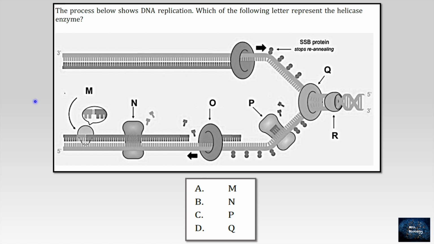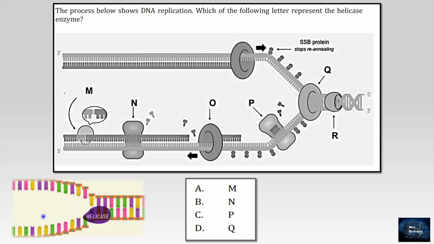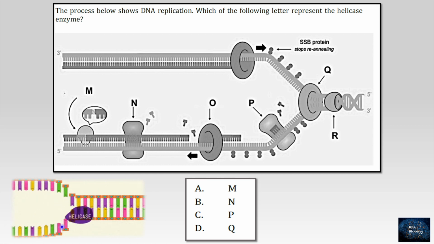Now, the process below shows DNA replication. Which of the following letters represents the helicase enzyme? We have many letters here. And we know that in replication, the main enzymes are helicase, DNA polymerase, and ligase, but we all know that DNA helicase catalyzes the disruption of the hydrogen bonds that hold the two strands of double-stranded DNA together.